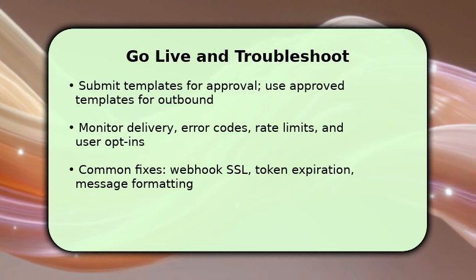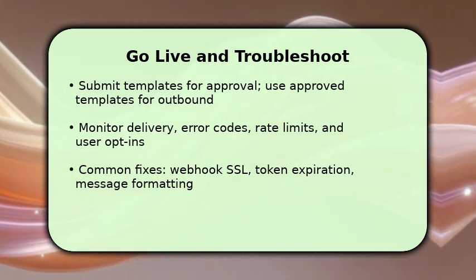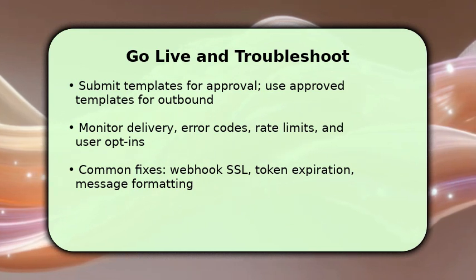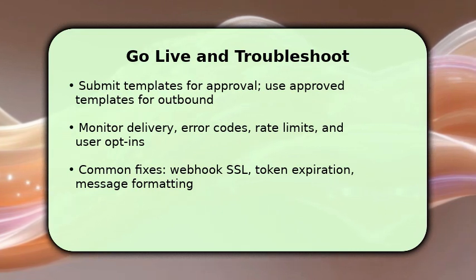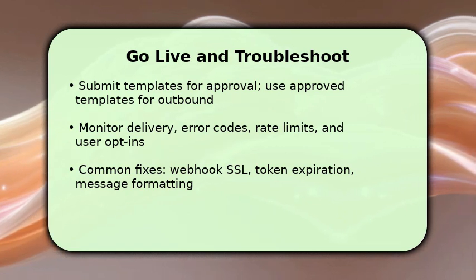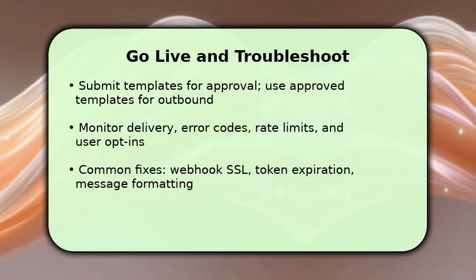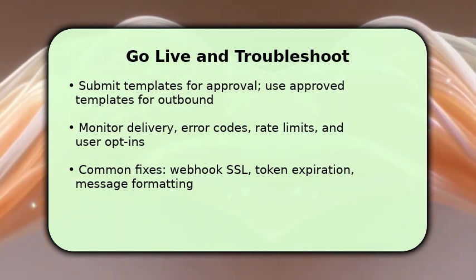Then move your phone number from sandbox to production, update tokens if needed, and monitor delivery reports, error codes, and rate limits. If something fails, first check webhook SSL and reachable URL, then confirm token validity and permissions, and validate template formatting. If you still see issues, inspect logs for specific error codes and retry logic. Fixing those typically restores message flow quickly.